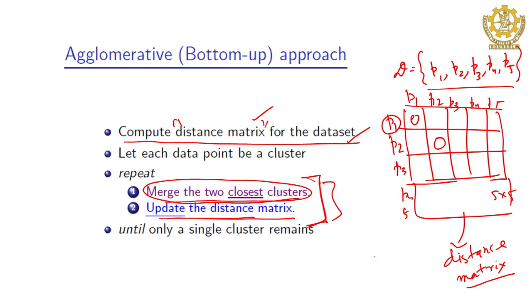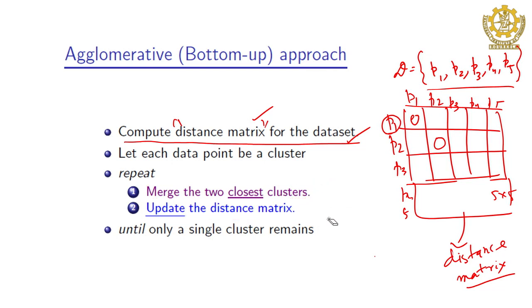Each time, you merge the two closest clusters and update the distance matrix. So, here if you see the original slide, there is a mark: closest cluster. How do you find the two closest clusters? And obviously, update the distance matrix. So, we have to understand these two parts very carefully. So, how do we merge the two closest clusters?